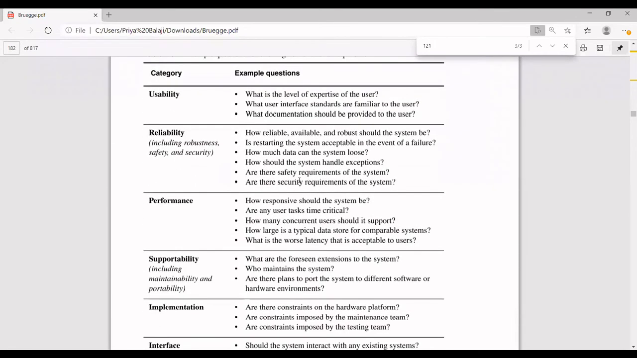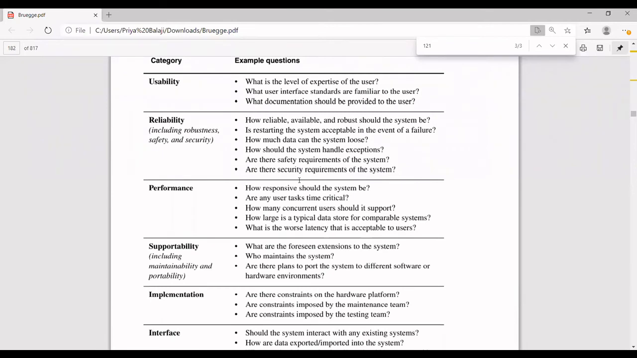If I want to define the non-functional requirements, these are the categories we have already seen in detail. If it is usability, what does usability mean? What is the level of expertise of the user? As I told you, if the user doesn't know how to type a message, what do I have to do? For usability, it has to go for vocal input. Like that, each category of non-functional requirements has to be identified and documented. So what is the reliability? As I told you, if a watch is going to be the product, what is the reliability of the watch?